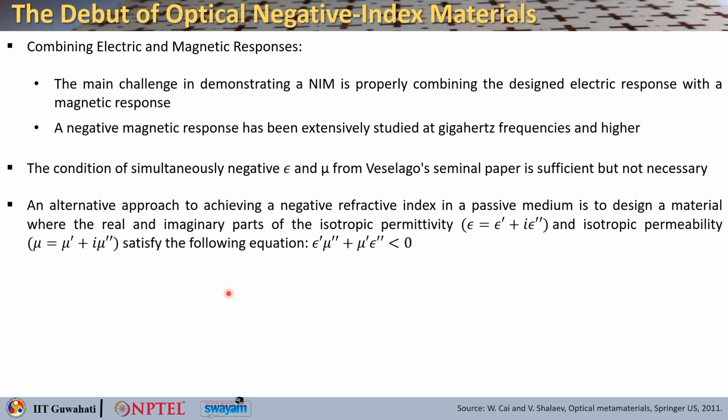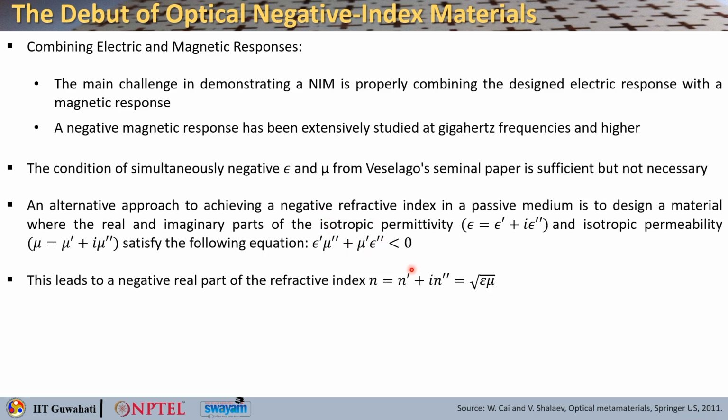Now, there is an alternative approach to achieve this negative refractive index in a passive medium, and that could be to design a material where the real and the imaginary parts of the isotropic permittivity, that is, if you write epsilon as epsilon prime plus i epsilon double prime, this is the real and the imaginary part, and similarly for mu, written as mu prime plus i mu double prime, have to satisfy this condition: epsilon prime mu double prime plus mu prime epsilon double prime will be negative.